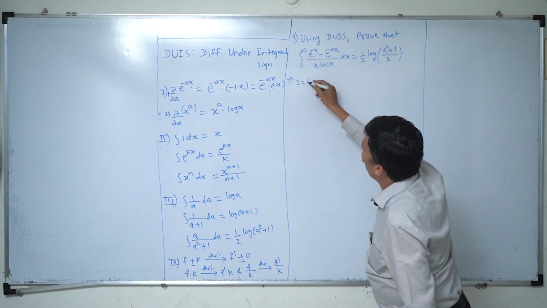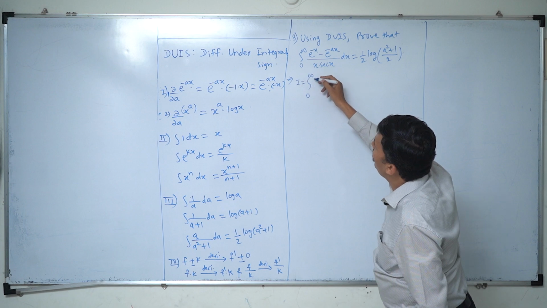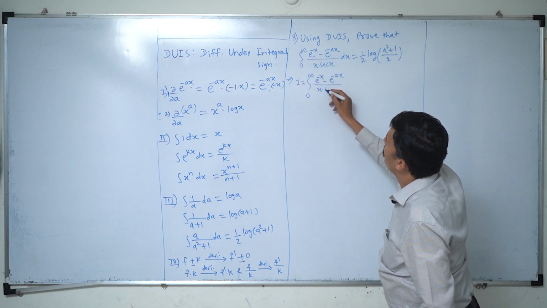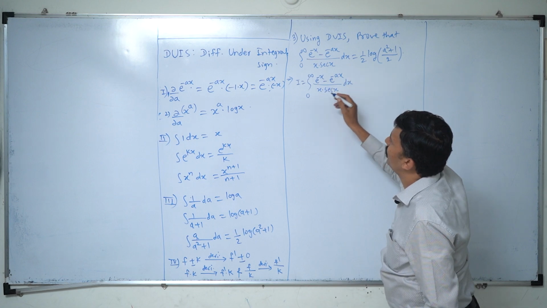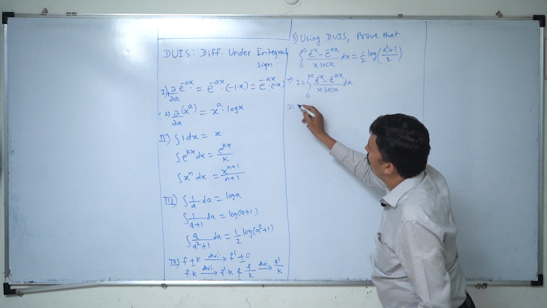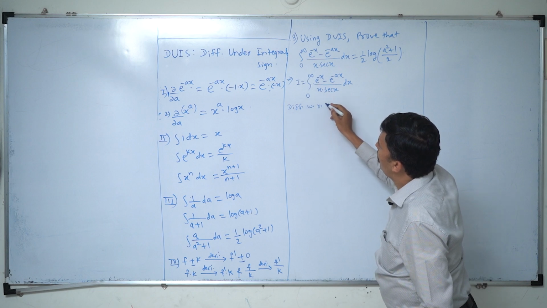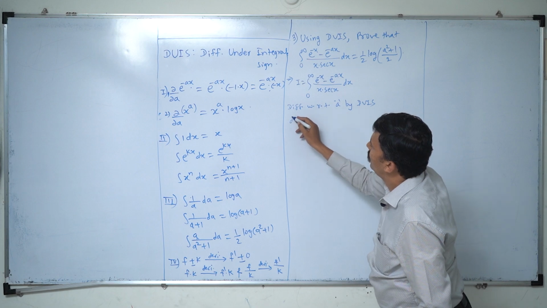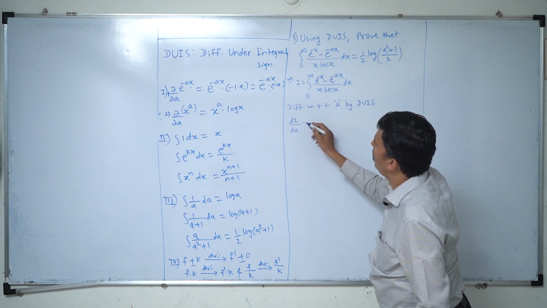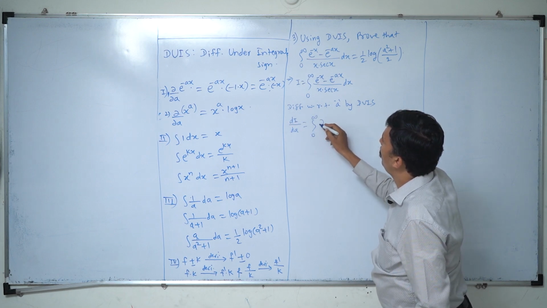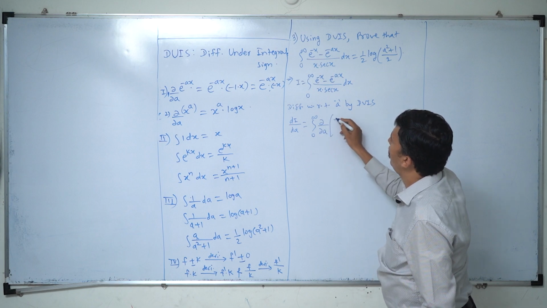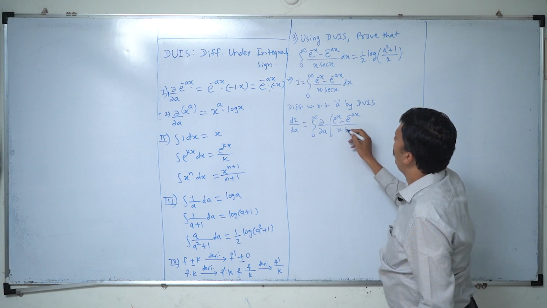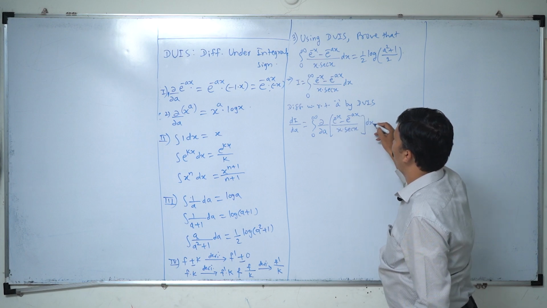So start from the integral side. I equals the integral of e raised to minus ax, x into sec x dx. What is the first step? Differentiate with respect to a by DUIS. So dI upon da equals the integral from 0 to infinity of d by da of e raised to minus ax, x into sec x dx.